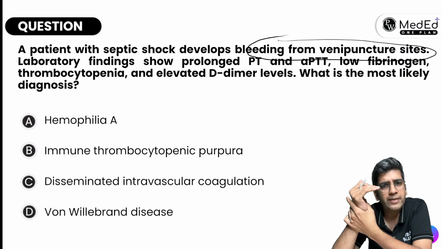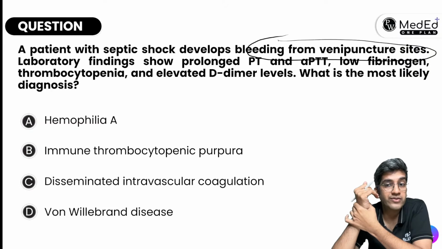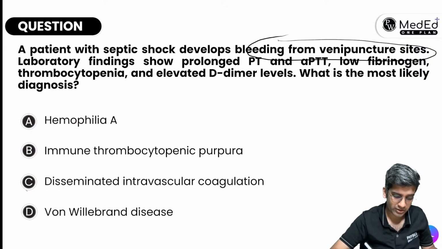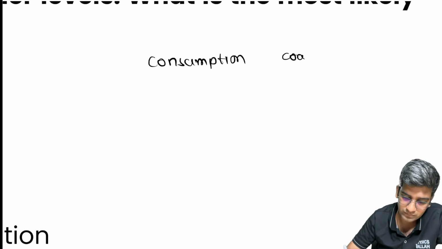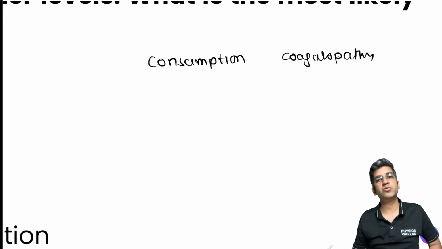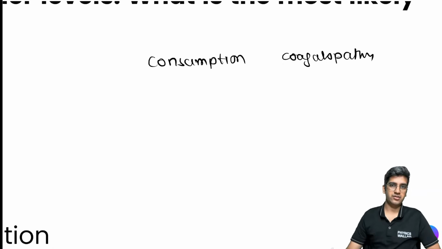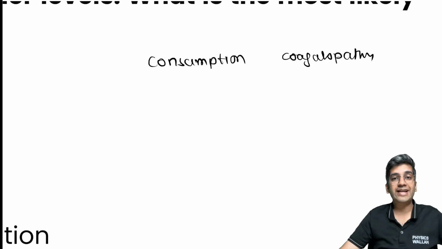Lab shows prolonged APTT, PT, low fibrinogen, thrombocytopenia, elevated D dimer. All of them are classical for only one disease, DIC. It's not von Willebrand, right? It's a classical sign for disseminated intravascular coagulation. The other name for disseminated intravascular coagulation is consumption coagulopathy. We consume everything. The disease consumes the platelets as well as clotting factors, right? That's why I have a problem. I'll have both thrombosis as well as bleeding, right?